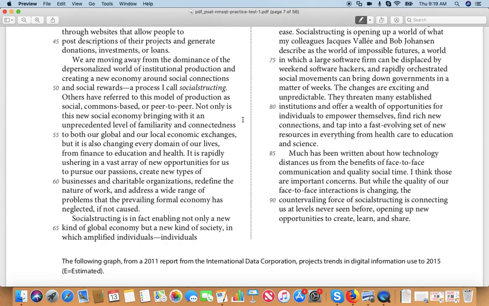Others have referred to this model of production as social, commons-based, or peer-to-peer. Not only is this social economy an unprecedented level of familiarity and connectedness to both our global and our local economic exchanges, but it is also changing every domain of our lives, from finance to education and health.